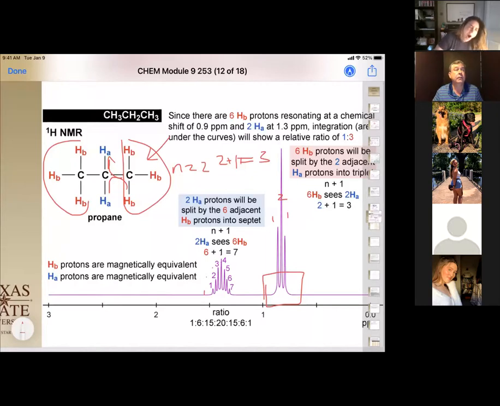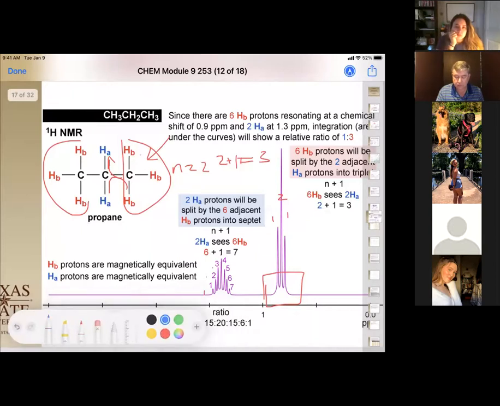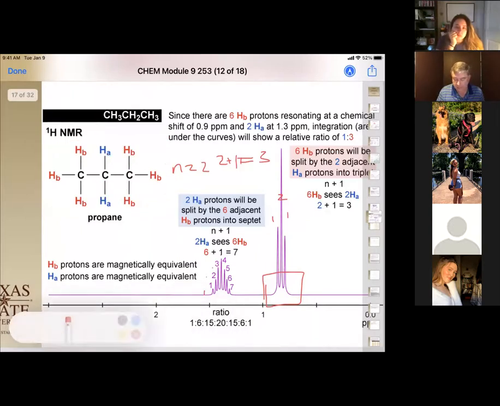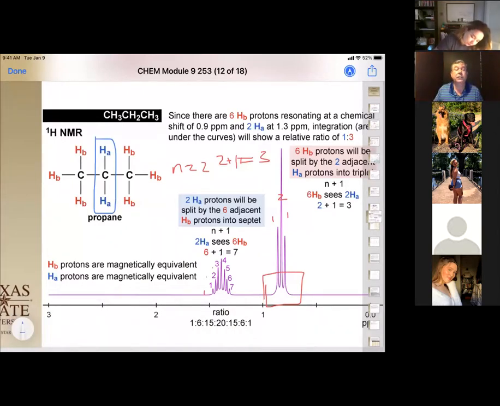Okay. Now let's look at the B hydrogens. Oops. Let's do that. Okay. So the B hydrogens here, since they're all equivalent, I'm sorry, let's look at the A hydrogens now. We're going to look at these right here. Okay, so now both of those hydrogens are equivalent because they're on the same carbon and they're equivalent. So they get 1 peak. Okay, so 1 peak for that.